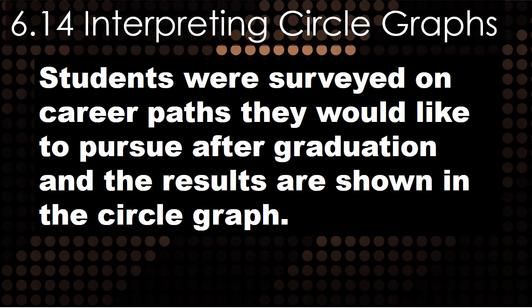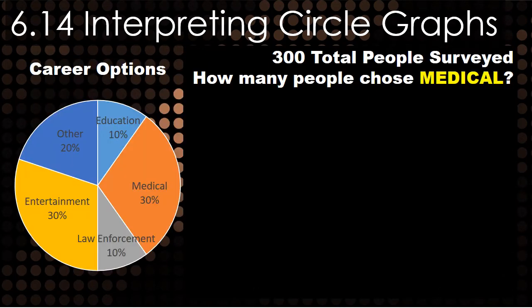We have this question. It says the students were surveyed on career paths they would like to pursue after graduation, and the results are shown in the circle graph. Here's our lovely little circle graph, and it says that 300 total people were surveyed. Let's underline that because that's key information. Our question is how many people chose medical?